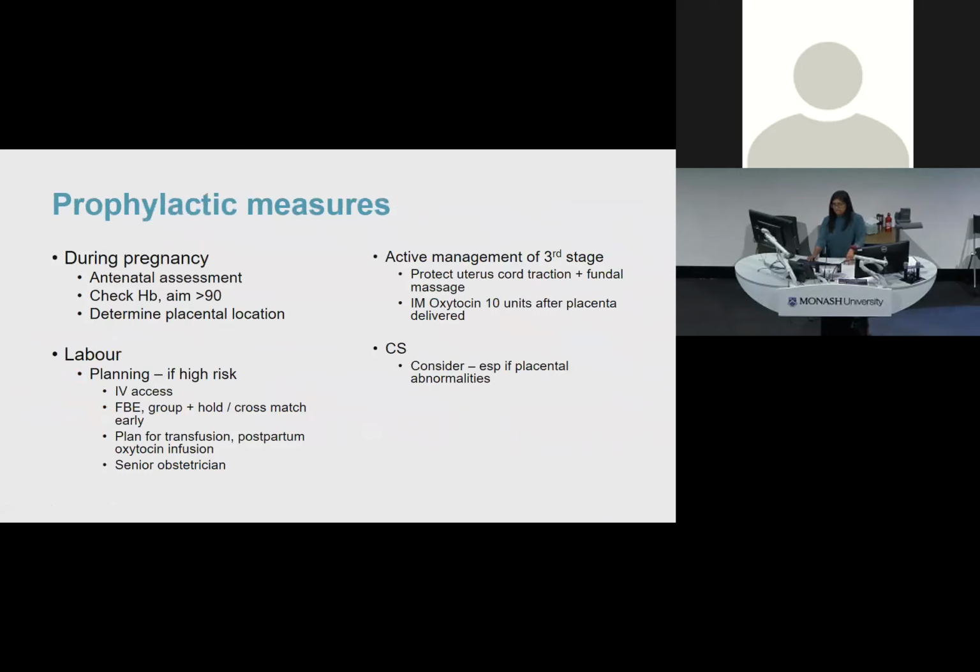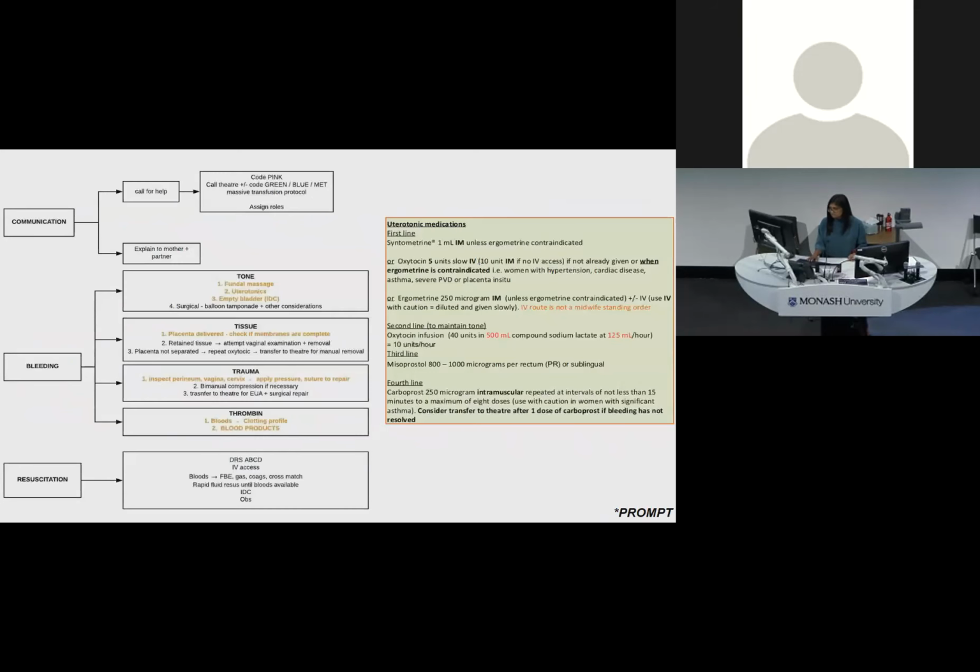In ladies with a high risk of PPH, more planning goes into their labour. You might want to establish IV access earlier, do a full blood count and a group and hold, and plan for a transfusion or a postpartum oxytocin infusion. Senior obstetricians need to be present for these women, and we always do active management of 3rd stage for them. So we went through that before. And consider a cesarean section, especially if they have placental abnormalities, if you just want to bypass these risks altogether. This is just the management pathway.